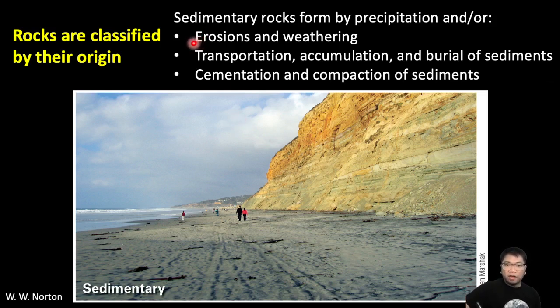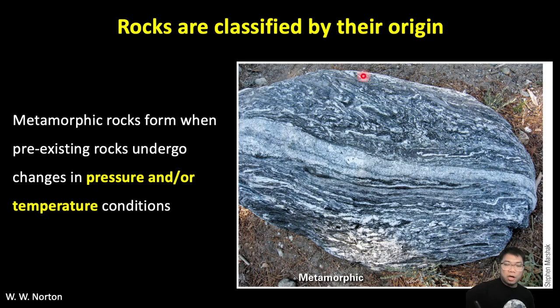This involves erosion and weathering of pre-existing rocks, and those processes create sediments. The sediments are transported, dumped, and accumulate in sedimentary basins, where they get buried. Eventually cementation and compaction take place to change the sediments into sedimentary rocks. Again, we will talk about those processes later when we cover sedimentary rocks.